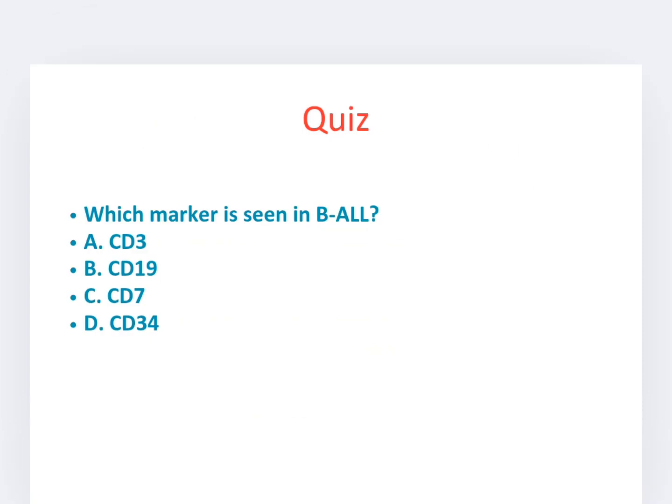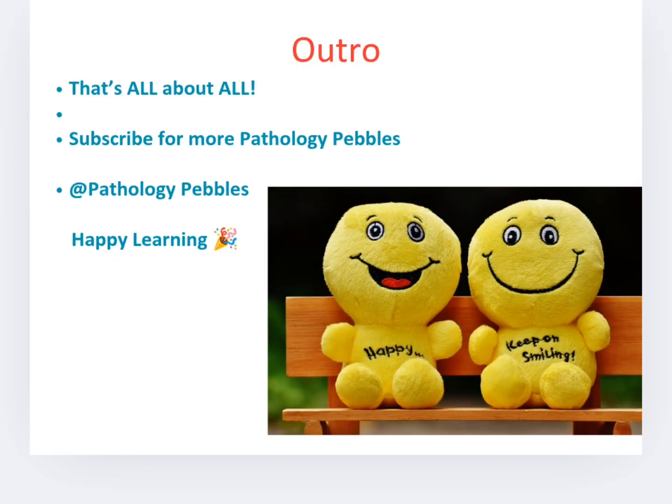Now quiz: which marker is seen in B-ALL? CD3, CD19, CD7 or CD34? Kindly comment the correct answer.